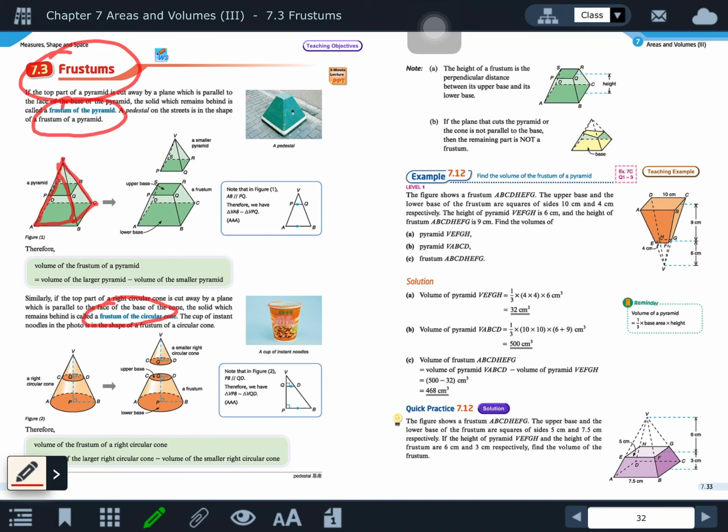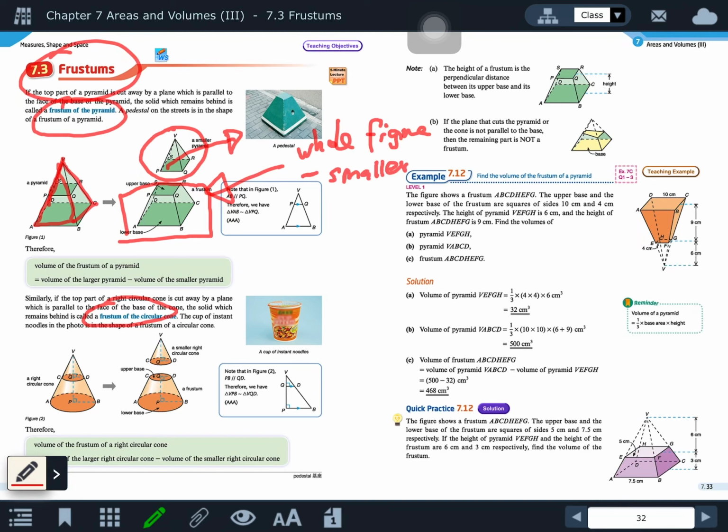a pyramid, and then we remove the smaller part, and the remaining figure is what we call a frustum. In this logic, calculating the volume of the frustum is the whole figure minus the smaller part that we removed, and this is the volume of the frustum.